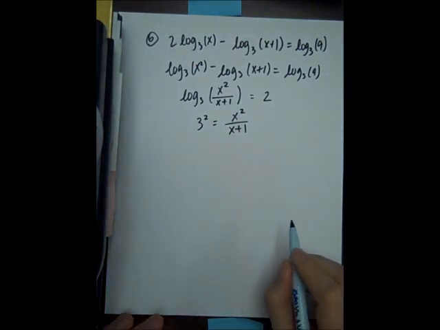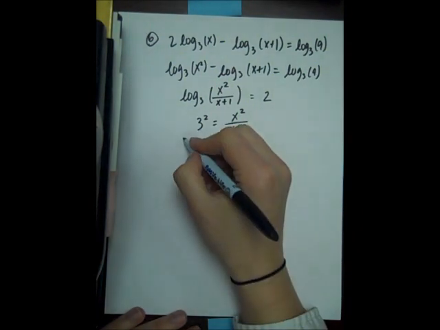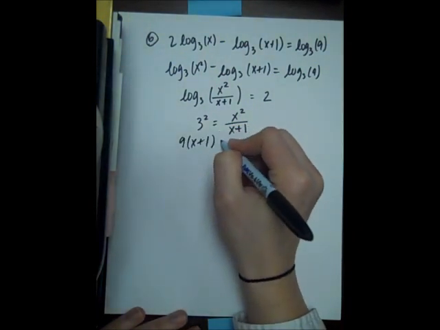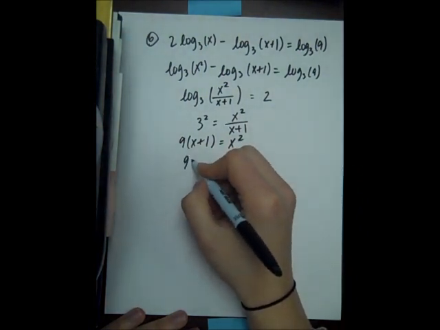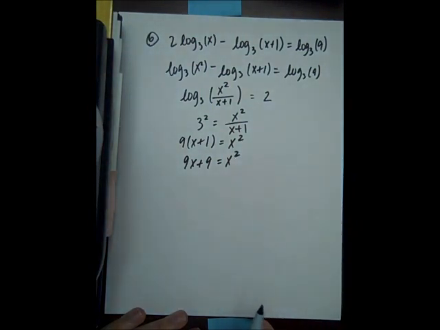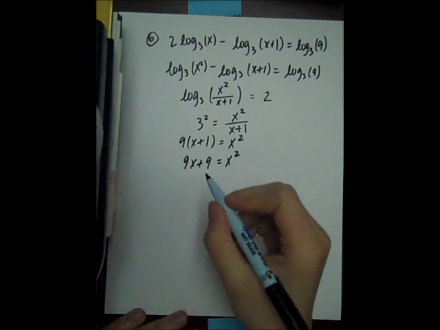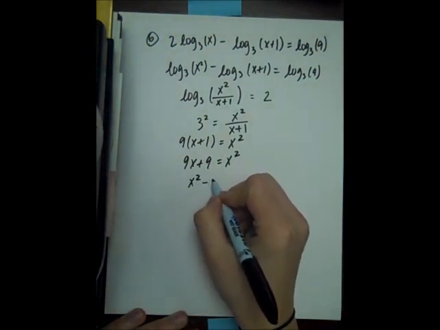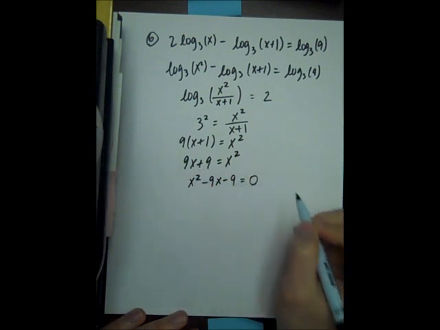Now how are you going to solve this for x? Well, let's move the x plus 1 to the other side. So I'll get 9 times x plus 1 is x squared, which tells me that 9x plus 9 is x squared. So this is a quadratic. How do you solve quadratics? You solve quadratics by setting it equal to 0 and then using your quadratic formula. So this is x squared minus 9x minus 9. So I move these two terms to the other side, equals 0.